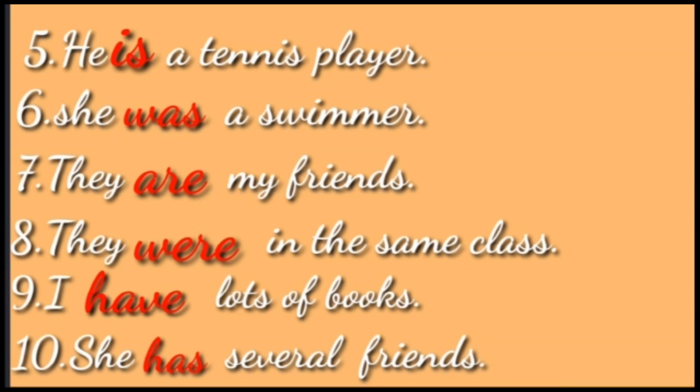Only for singular noun. Then, seventh one, they are my friends. So, children, the subjects you, we, they are plural. Present tense means are. You are, we are, they are. Then, eighth one, they were in the same class. Here, you, we, they in past tense means were. You were, we were, they were.